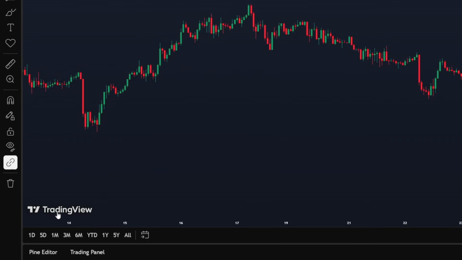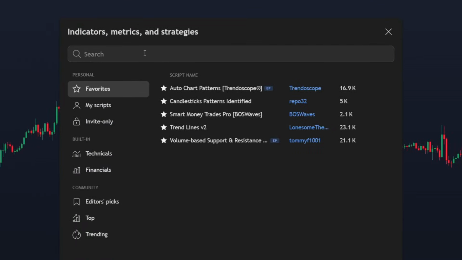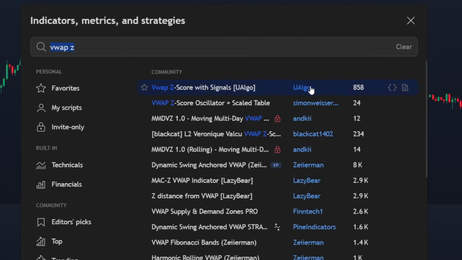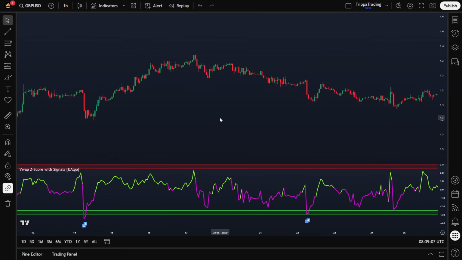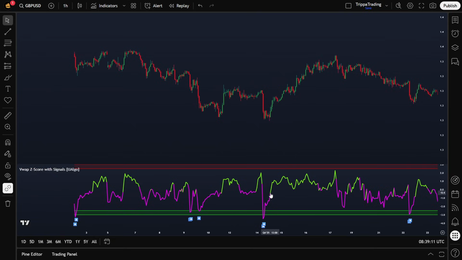Alright, I'm on TradingView. Let's add the indicator first. Click on Indicators and search VWAP Z-Score with signals. You want the one created by UAlgo. Once you add it, you'll see a smooth oscillator appear under the chart, moving above and below a zero line. This is your VWAP Z-Score indicator.